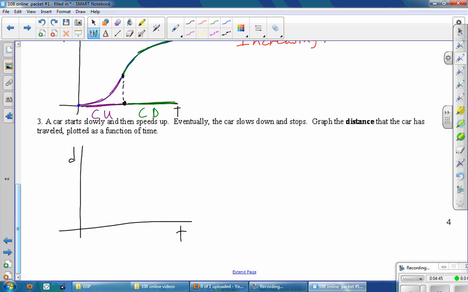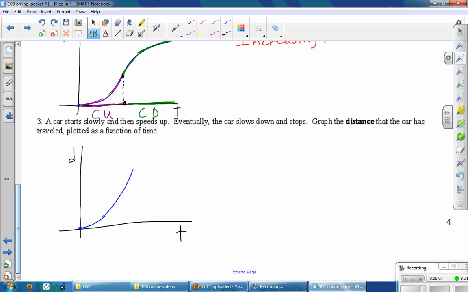So the total distance traveled is going to be, well, I guess we won't have traveled any distance originally, but then we're going to travel some distance, slowly increasing our distance traveled. But then it says we speed up. So as we speed up, the distance that we cover grows faster and faster. But eventually the car slows down.